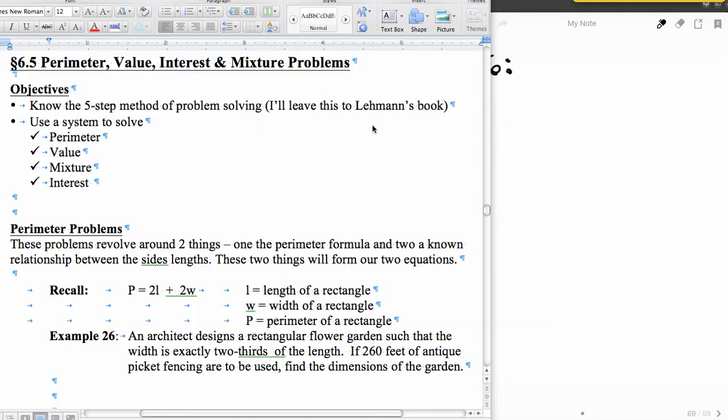Okay, this is our first video on section 6.5. We're doing perimeter, value, interest, and mixture problems. And I'm going to let Lehman's book tell you about the five-step method. I'll just summarize right now.